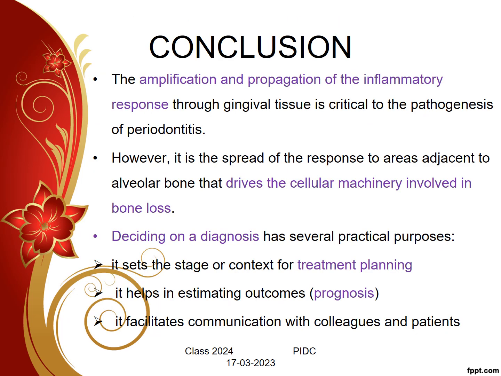So to conclude, the amplification and the propagation of the inflammatory response through the gingival tissues is critical to the pathogenesis of periodontitis. However, it is the spread of the response to areas adjacent to the alveolar bone that drives the cellular machinery involved in the bone loss. Deciding on a diagnosis has several practical purposes. It sets the stage and context for treatment planning, helps in estimating the outcomes, and facilitates communication with colleagues and patients.